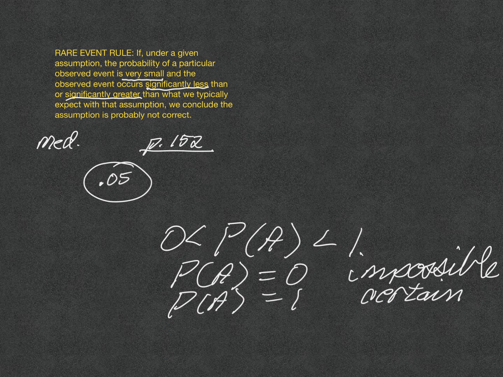And then we have the probability of the event and the probability of not the event. The probability of not the event is 1 minus the probability of the event. So that's sort of our summary up to now.